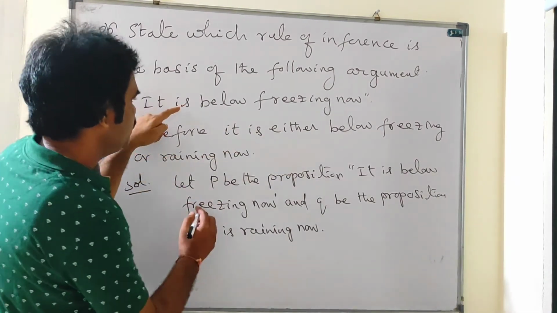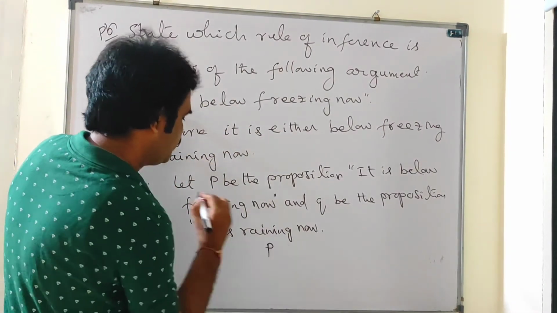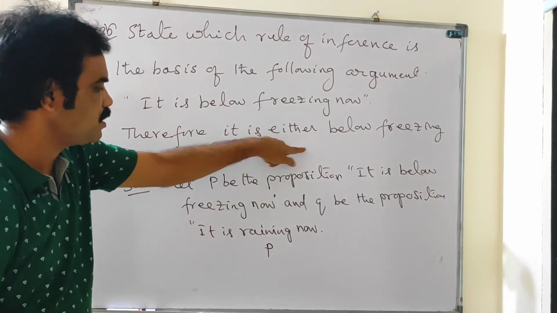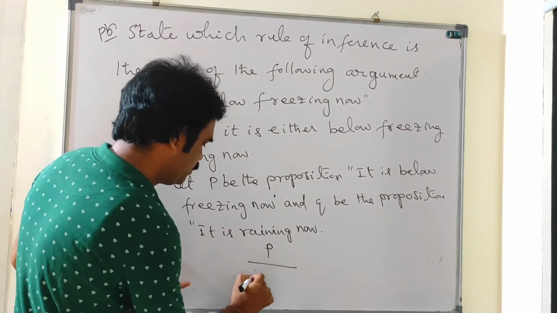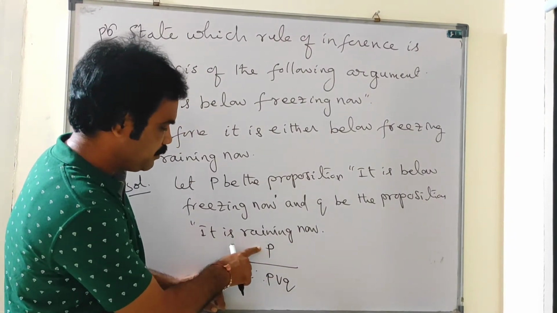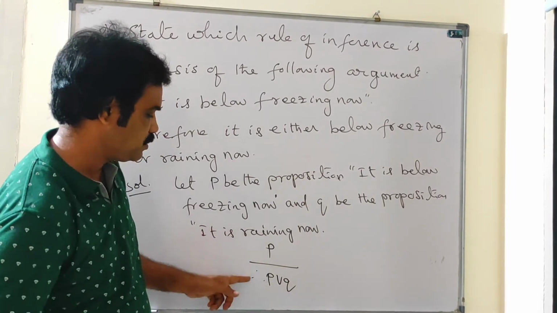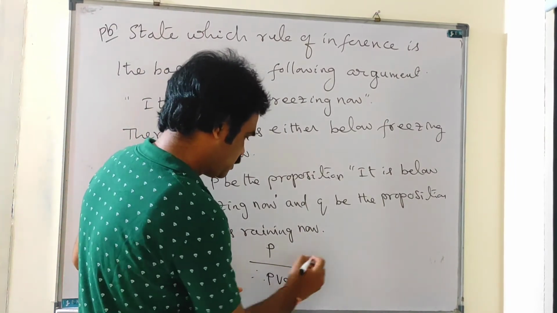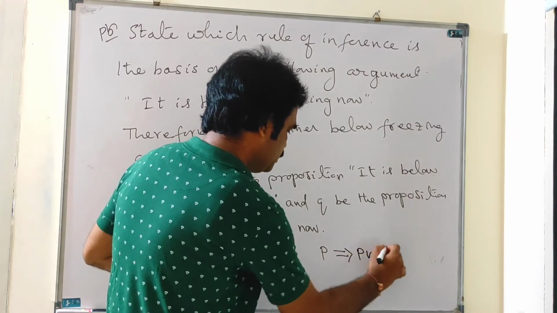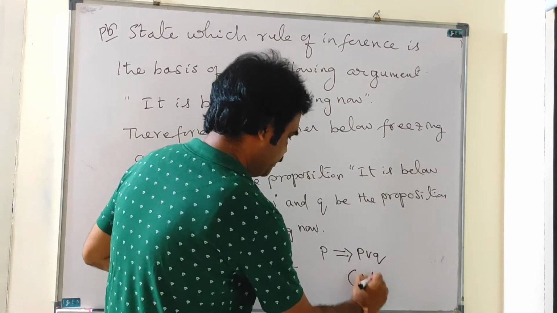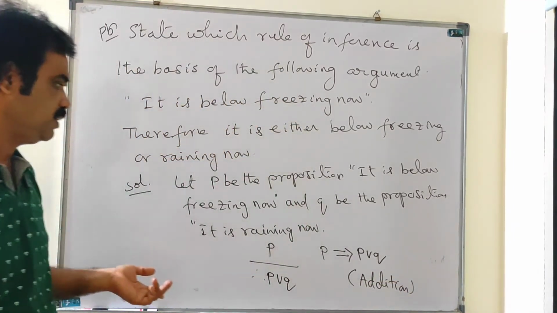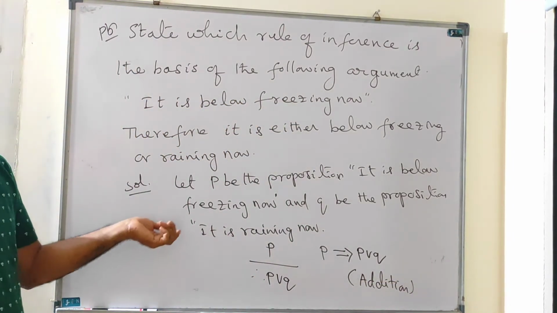Here the first statement is P. Next, therefore means this is the conclusion. P therefore P or Q. P or Q follows logically from P. What is this rule here? This can also be written as P imply P or Q. That means this rule is addition. The addition rule is used in this argument.